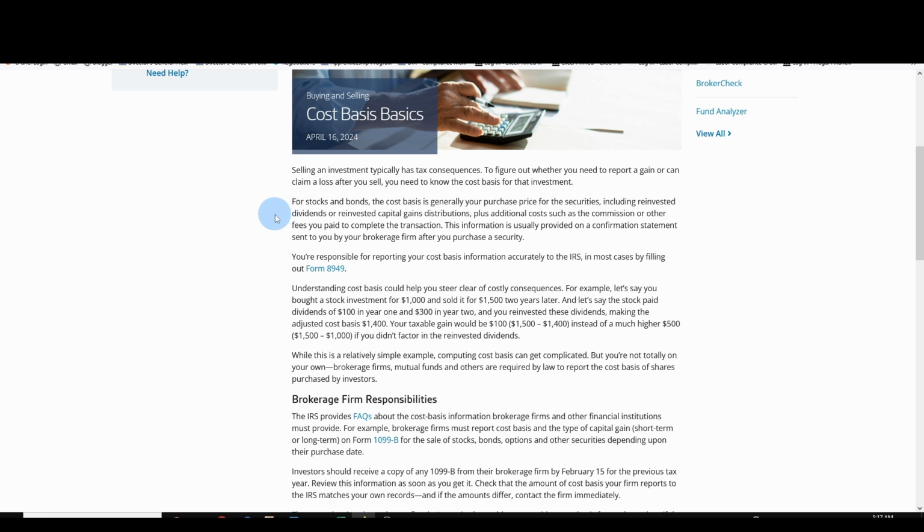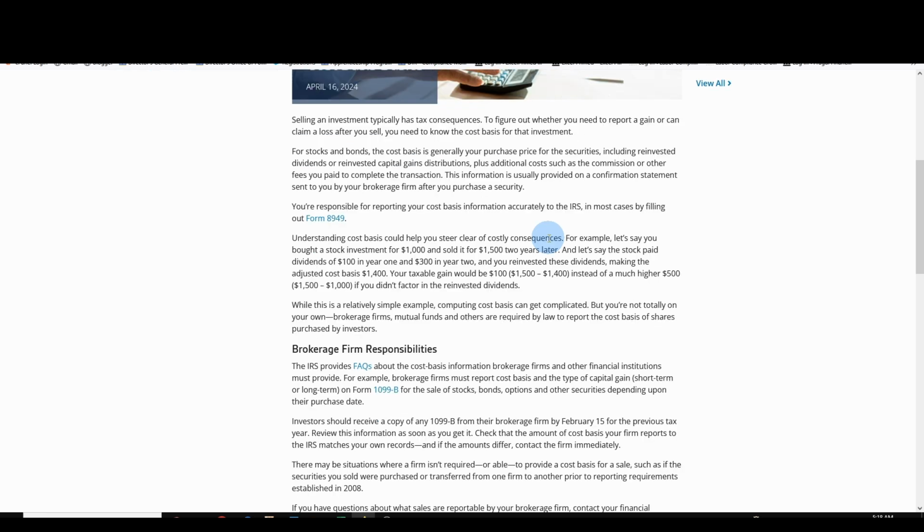For stocks and bonds, the cost basis is generally your purchase price for the security, including reinvested dividends or reinvested capital gains distributions, plus additional costs such as the commission or other fees you paid to complete the transaction. This information is usually provided on a confirmation statement sent to you by your brokerage firm after you purchase the security. You're responsible for reporting your cost basis information accurately to the IRS, in most cases by filing Form 8949. Understanding cost basis could help you steer clear of costly consequences.